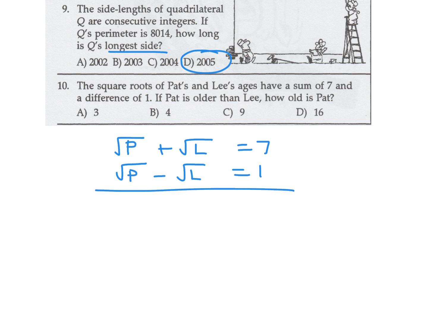If I add these two, I get 2 root p. The l's cancel, and then I get 8. And the root p would be 4, and then if I square both sides, I'll get p equal to 16. And that's what they wanted. So therefore, number 10, the answer is D.